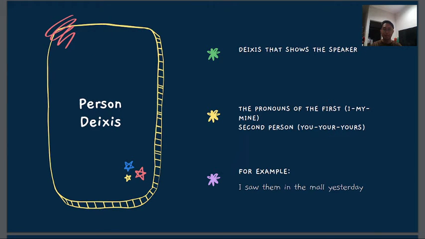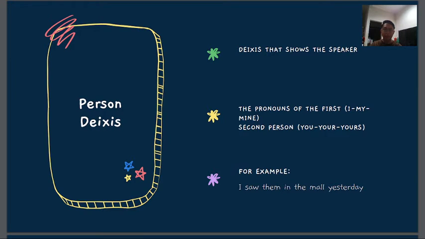In the study of pragmatics, deixis can be divided into several types. The first is person deixis. Person deixis is a deixis that shows the speaker. The person who is talking is called the first person. If he or she no longer speaks and becomes the listener, then he or she becomes the second person.